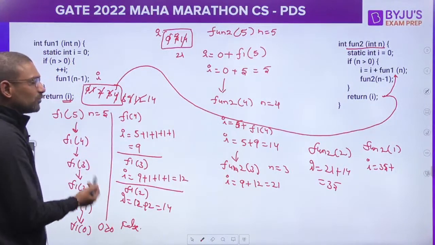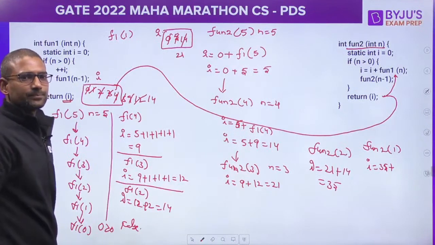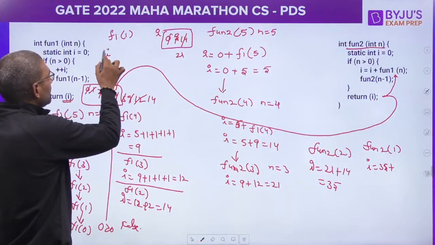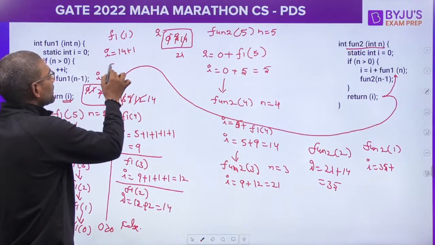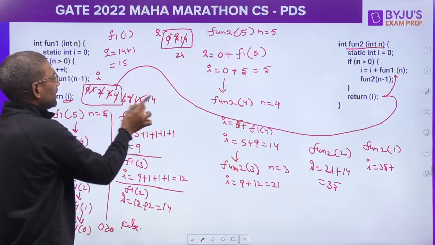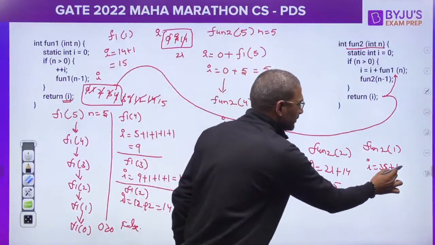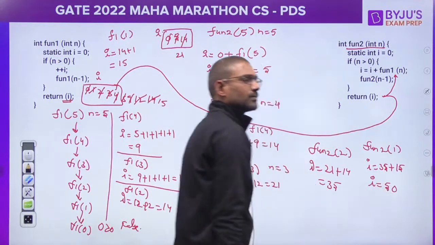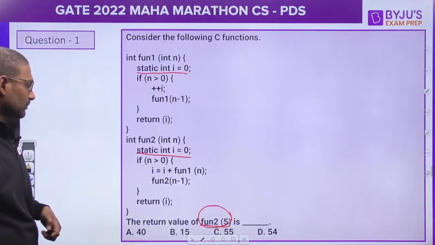35 plus fun1 of 1. What would be fun1 of 1? The I value will be incremented by 1 time. So this would be 15. That is returned here. So this would be 35 plus 15. That is 50. Return I. So what gets returned? 50.